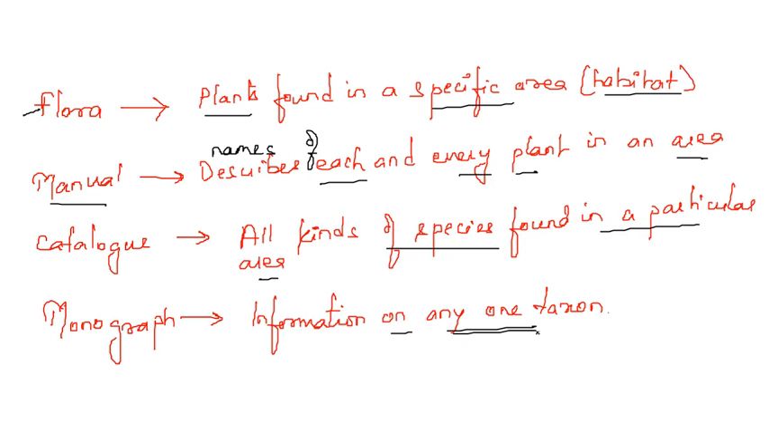So today we have discussed taxonomical aids. We discussed herbaria, botanical garden, museum, zoological park. At last we discussed some other taxonomical aids which are also used, that is flora, manual, catalog and monograph.